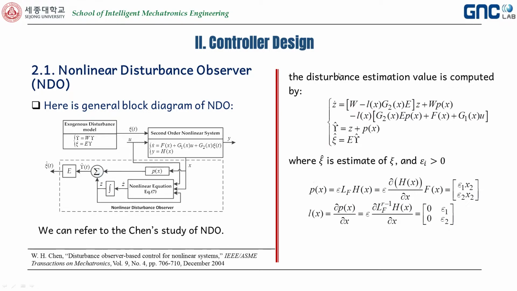The disturbance estimation value is computed by this formula, where C hat is the estimate of C, and epsilon i is larger than 0. We have the parameters of the disturbance observer here, Lx and Px. Px is equal to this vector, and Lx is equal to this matrix. Epsilon 1 and epsilon 2 are epsilon i, which is a positive value.